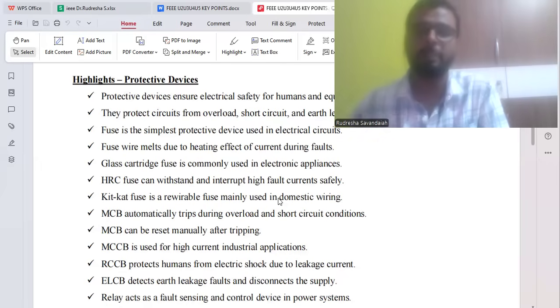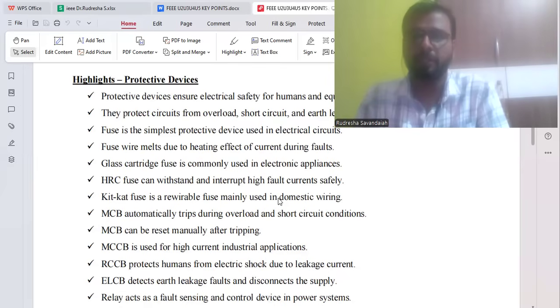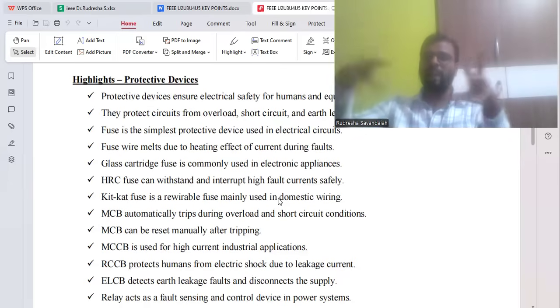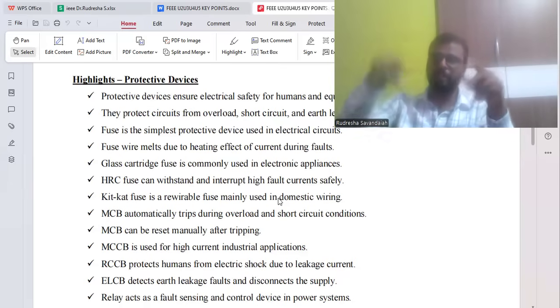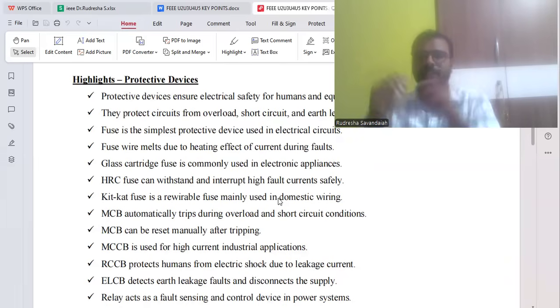MCB automatically trips during overload and short circuit conditions. MCB can be reset manually after tripping. See, MCB means main control board. That main control board can be reset manually after tripping. After tripping means you trip. MCCB is used for high current industrial applications.